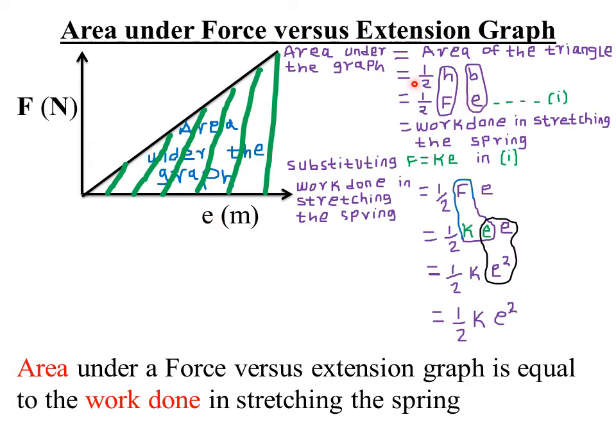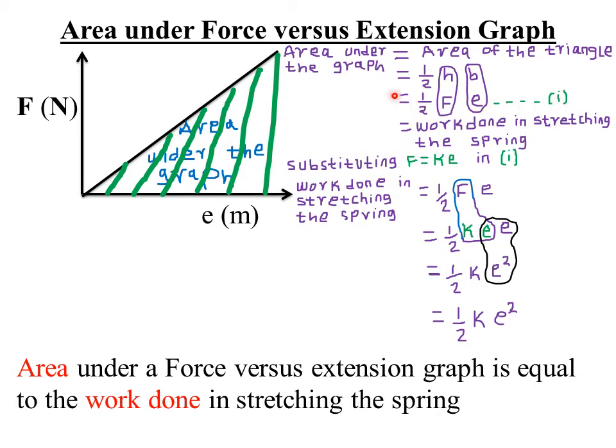Therefore, we can easily relate that the area of the triangle, or the area under the graph, which equals a half base times height or a half height times base, is equal to a half. The height is the force because we are moving along the force axis, and the base, the horizontal position, is our extension. So we let this one represent our equation 1.